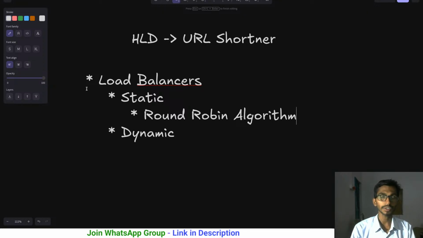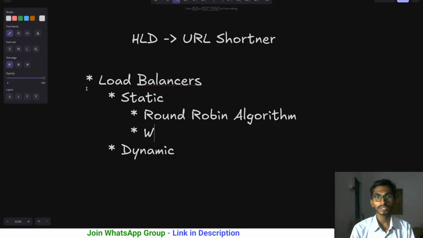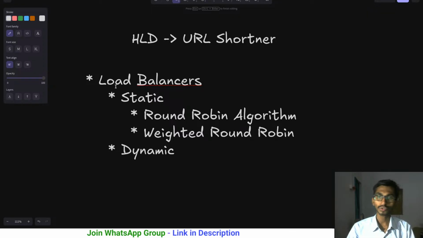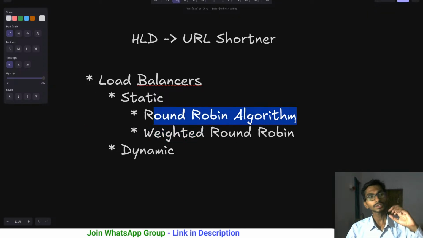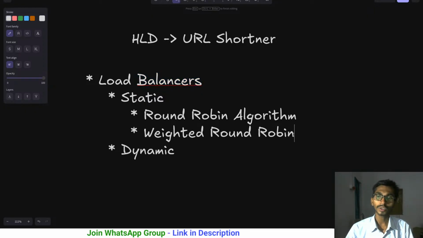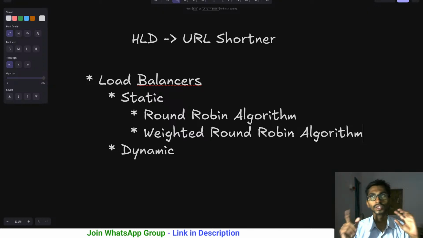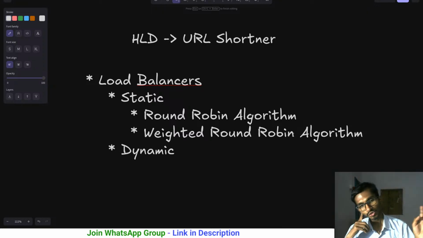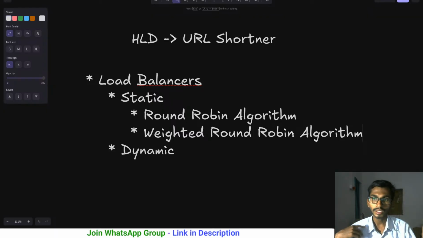Again, all these things are not related to the current topic, but still discussing them here. So this is the first one. The second one is the weighted round robin algorithm. Overall, round robin means you distribute the traffic round-wise, especially when it comes to sending the data to the servers. Weighted round robin means it takes the ratio of capacity, so on the basis of their capacity you send the traffic to those servers.